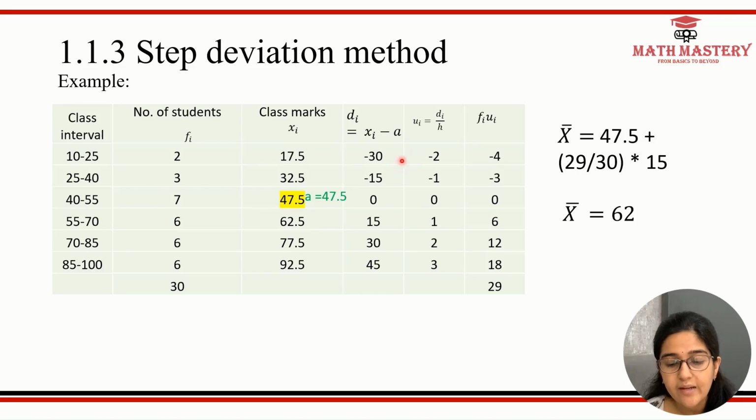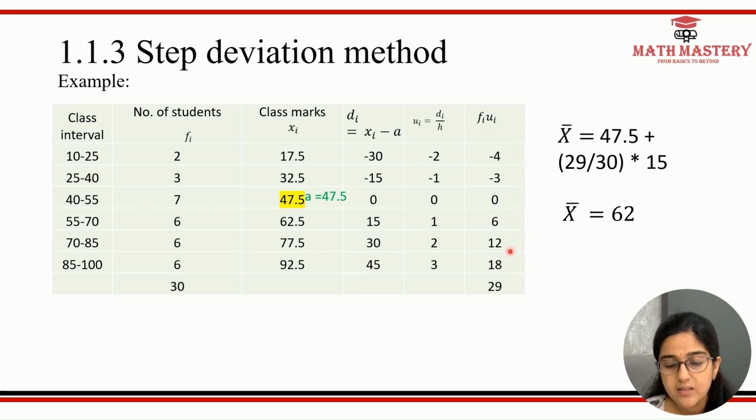So dividing di by 15. So minus 30 divided by 15 will be minus 2. Minus 15 divided by 15 will be minus 1. And so on. We have named this as ui. Now what we have done, we have multiplied ui with the corresponding frequency fi. So ui is minus 2 multiplied by 2, which is minus 4. Similarly, minus 1 multiplied by 3, which is minus 3. And so on, we have calculated fi ui.